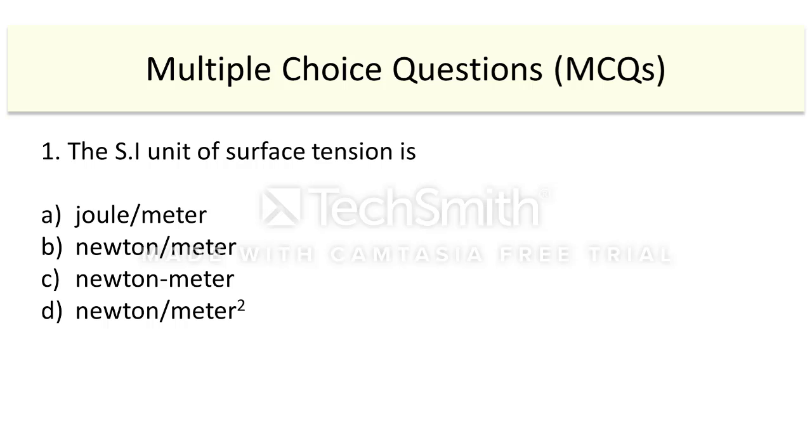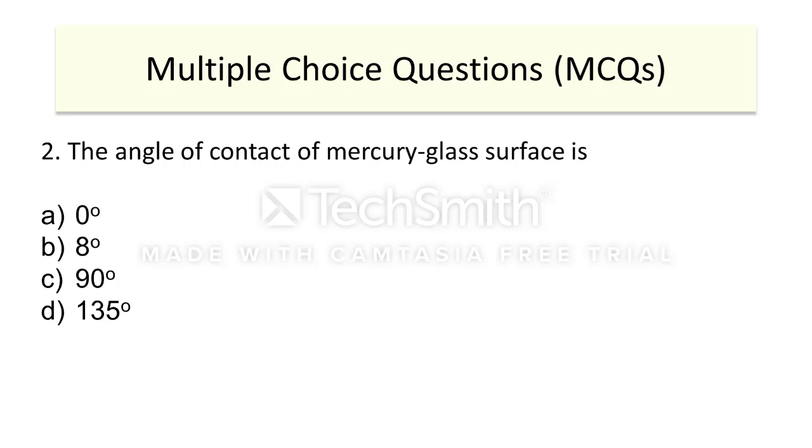Let's go for the multiple choice questions. The SI unit of surface tension is: you have four options here: joule per meter, Newton per meter, Newton meter, and Newton per meter square. Second question goes like this. The angle of contact of mercury with a glass surface is: option A 0 degree, option B 8 degree, option C 90 degree, option D 135 degree.